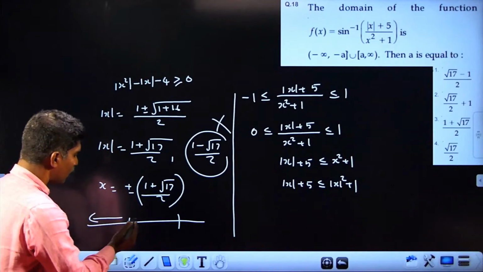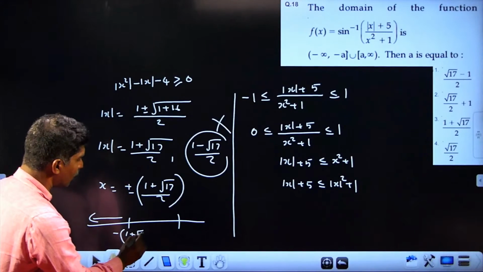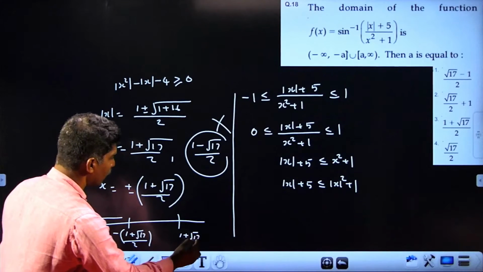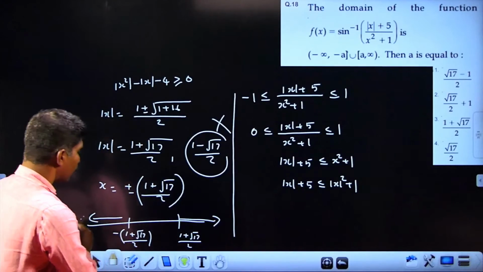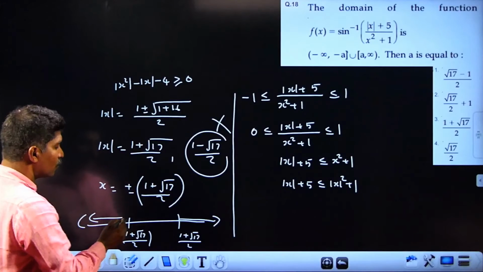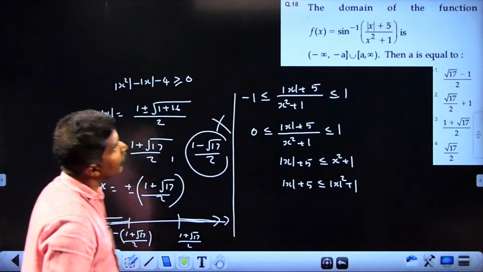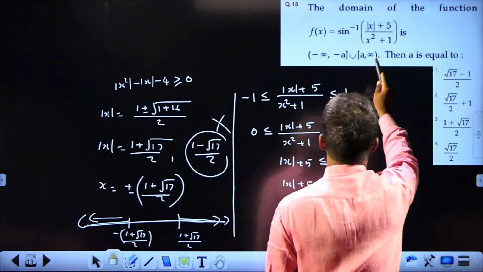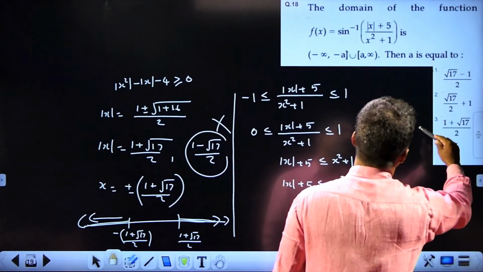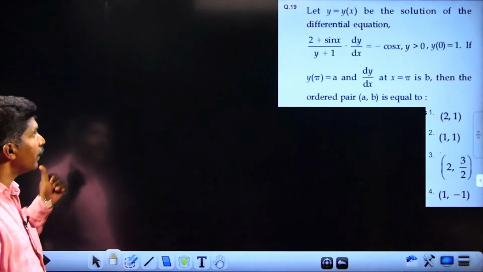So, left side of negative 1 plus root 17 divided by 2, and here it is 1 plus root 17 divided by 2, right side of this one. It is greater than or equal to 0. Substituting 0, you will be getting negatives, that will not satisfy. So, this one or this one. So, what is the answer here? It is given as negative infinity to negative a, plus a to infinity. So, the value is here. What is it? 1 plus root 17 divided by 2. Option 3 is the correct answer. Next question.